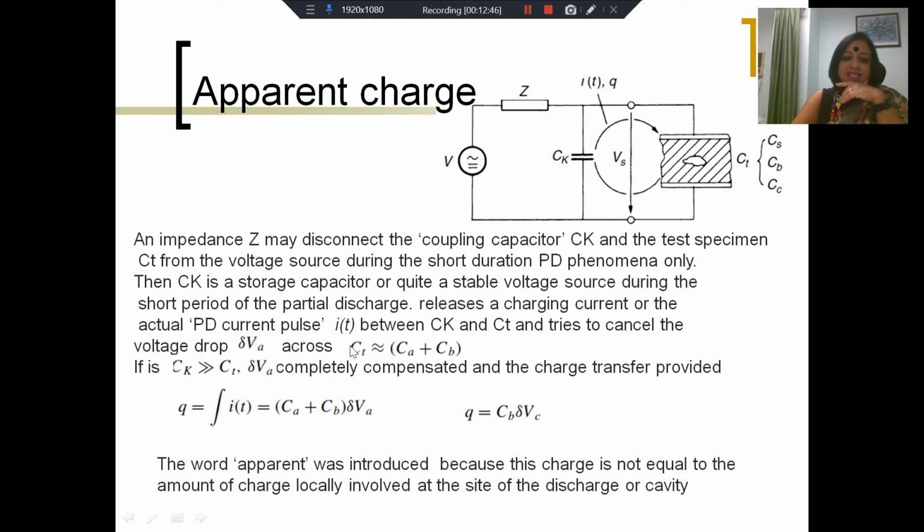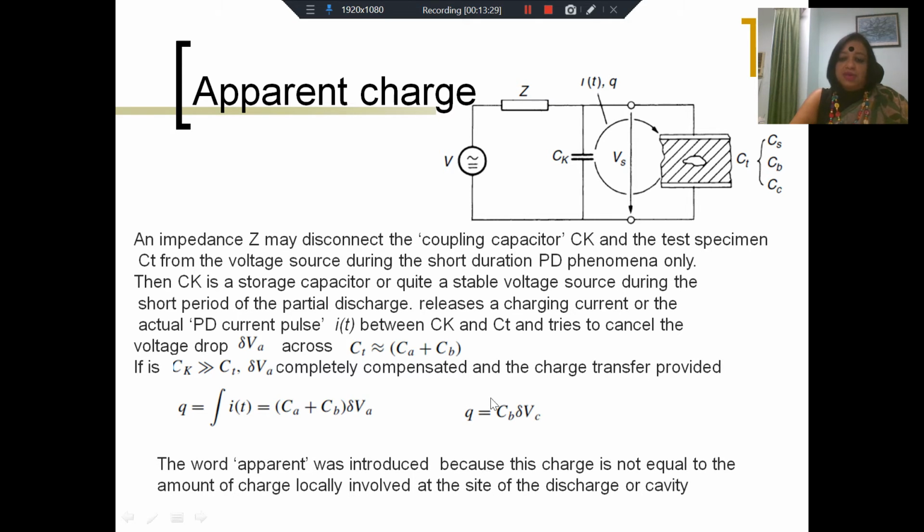It is trying to cancel the voltage drop delta Va across AB, across the coupling capacitor or across the test specimen. Now, Ct is approximately equal to Ca plus Cb, where Ca and Cb are the capacitances of the dielectric material, as we have described in the previous slide. So if Ck is much larger than Ct, then delta Va can be completely compensated. So whatever charge delta Q has been lost due to the discharge will be obtained from the coupling capacitor Ck, and it will be given back to the test specimen. So Q will be equal to the integral of It, which is equal to Ca plus Cb times delta Va.